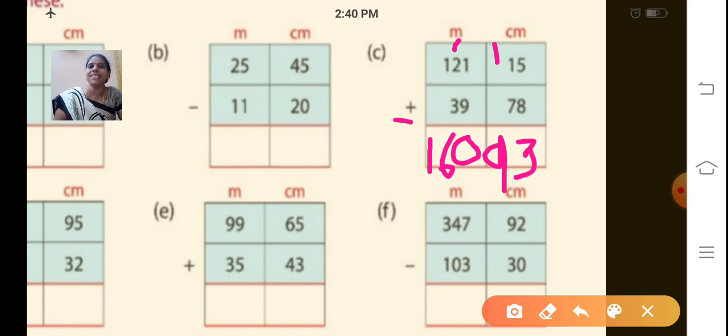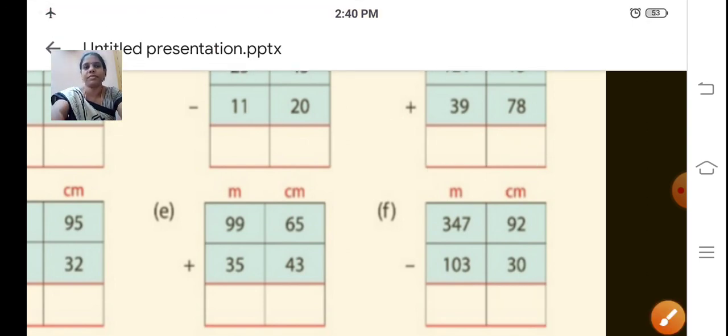So how to add? 5 plus 8 is 13. 3, 1 will be carried over. 1 plus 1, 2. 2 plus 7, 9. Let's add the meters part. 1 plus 9, 10. 0, carry over that 1. 1 plus 2, 3. 3 plus 3, 6. Then bring down that one. Answer is 160 meter 93 centimeters.